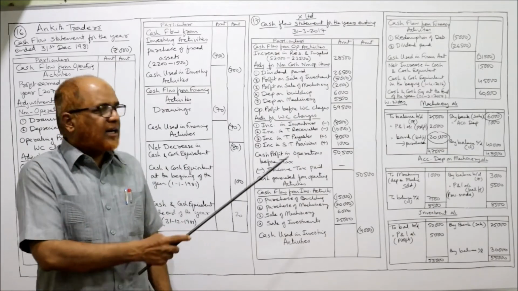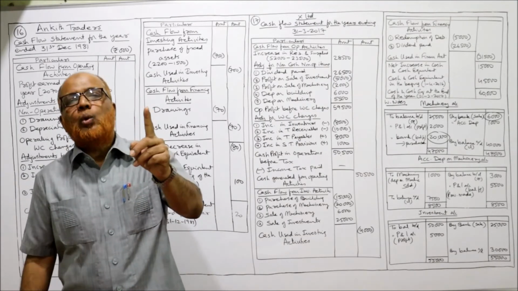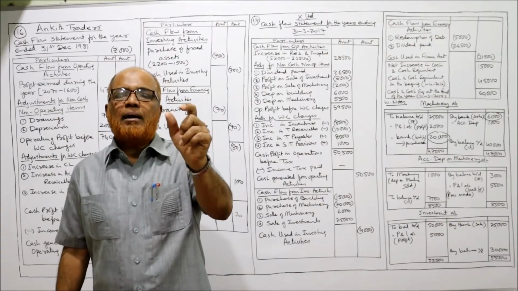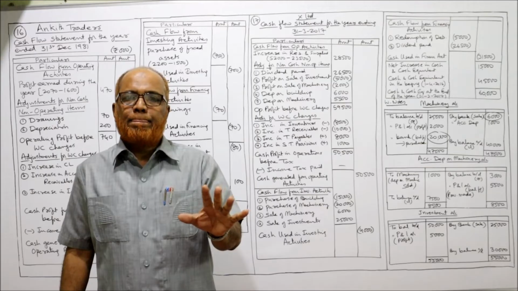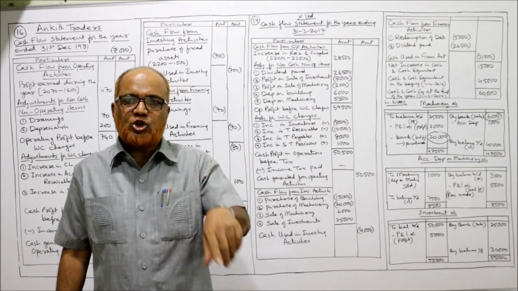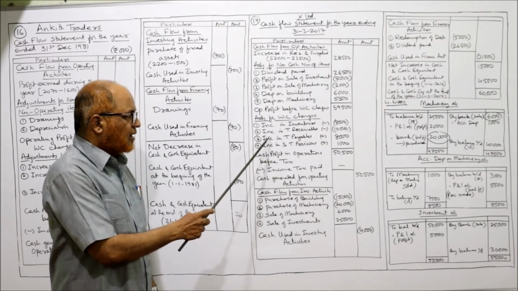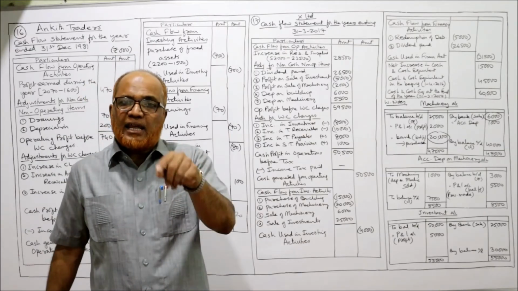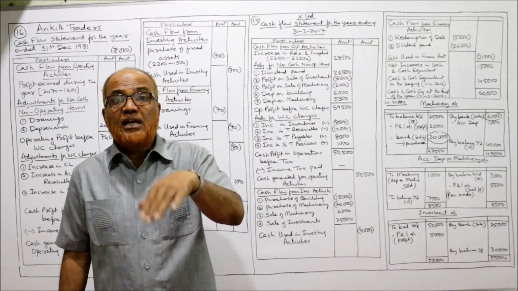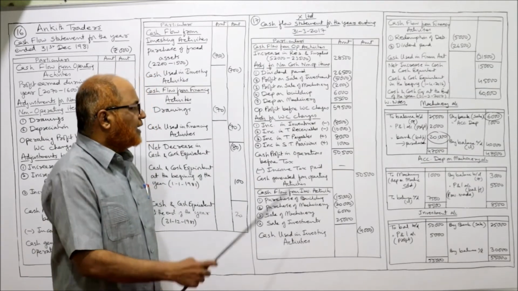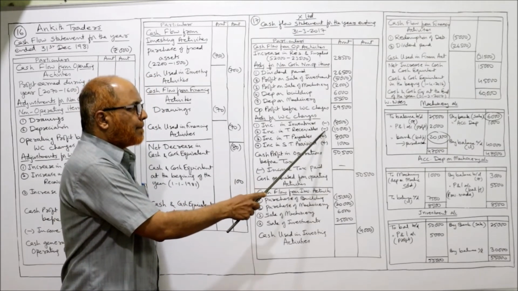So whenever you make adjustment for working capital, remember the rule. Increase in current liability, decrease in current asset should be added. Increase in current liability should be added. Similarly, decrease in current asset should be added. But there is no decrease, there is increase. That's why I am deducting.